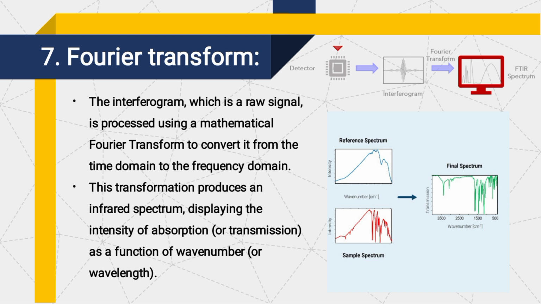Next is Fourier transform. After the formation of the interferogram, or after the formation of sample and reference spectra, the final spectrum is formed through Fourier transform. The interferogram, which is a raw signal, is processed using a mathematical Fourier transform to convert it from the time domain to the frequency domain. The basic function of Fourier transform is to convert the time domain to the frequency domain. This transformation produces an infrared spectrum displaying the intensity of absorption as a function of wave number, as we see in this graph. Transmission as a function of wave number, that is centimeter inverse.